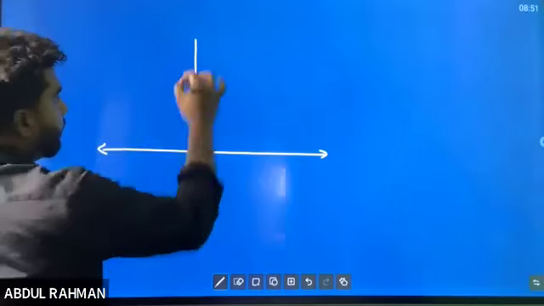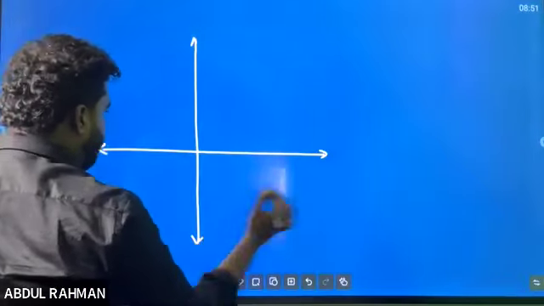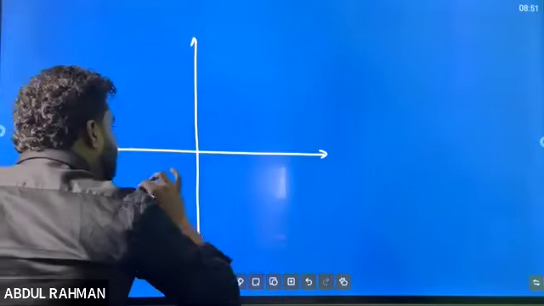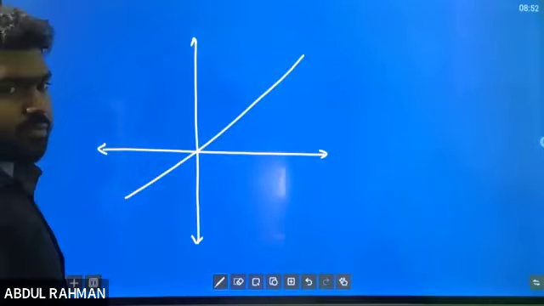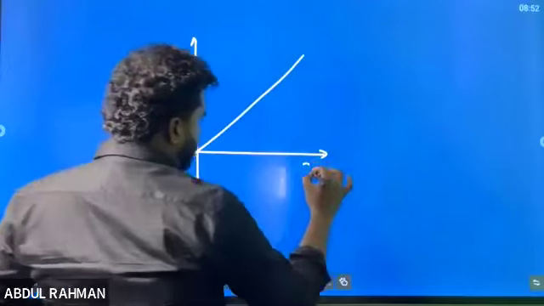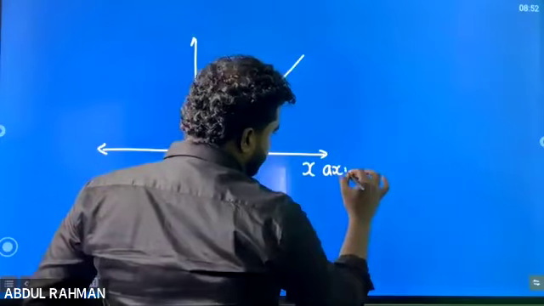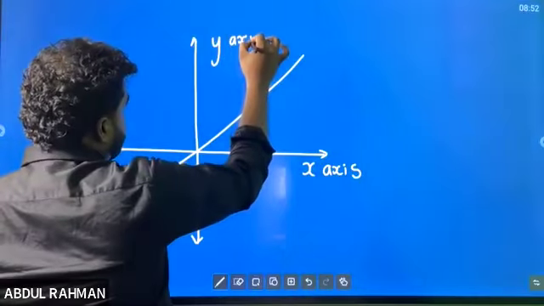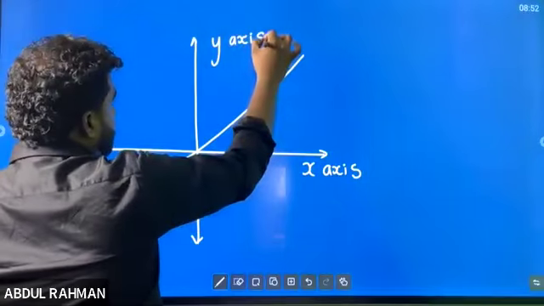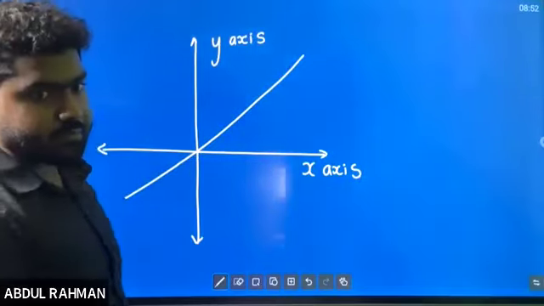So look at the board very carefully. I have a straight line graph. Let's say I'm drawing the graph like this. This is my straight line. I call this my x-axis. I call this my y-axis. I have two axes, my x-axis and y-axis.